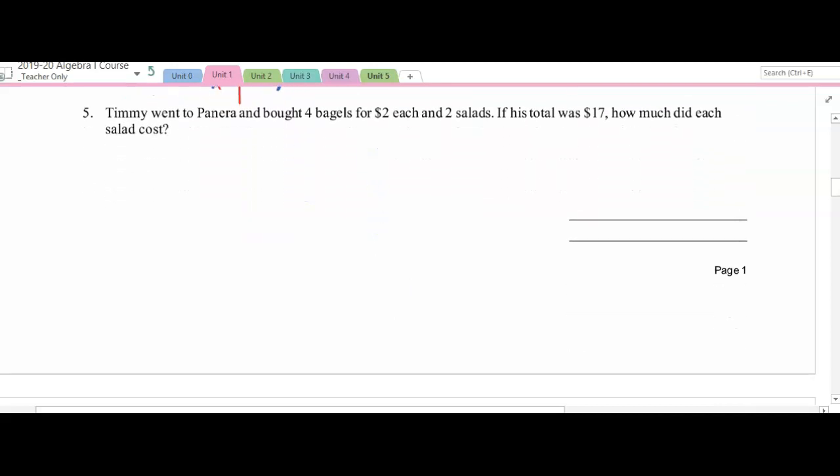Timmy went to Panera and bought 4 bagels for $2 each and 2 salads. If his total was 17, how much did the salad cost? 4 bagels, and they were $2 each, which means he spent $8 on bagels.